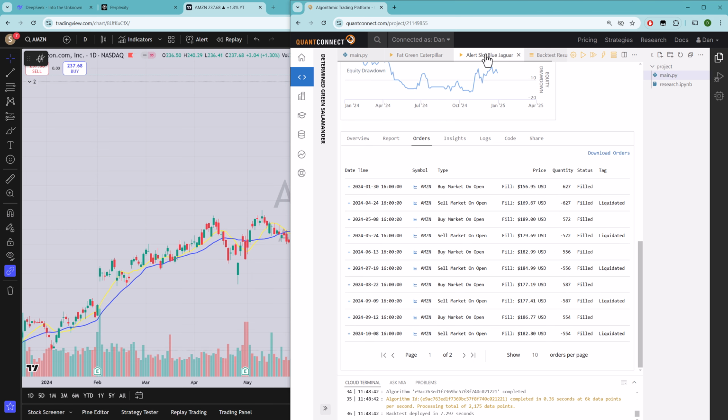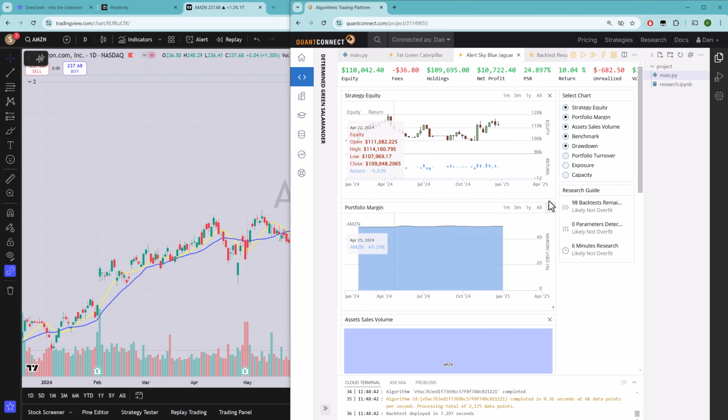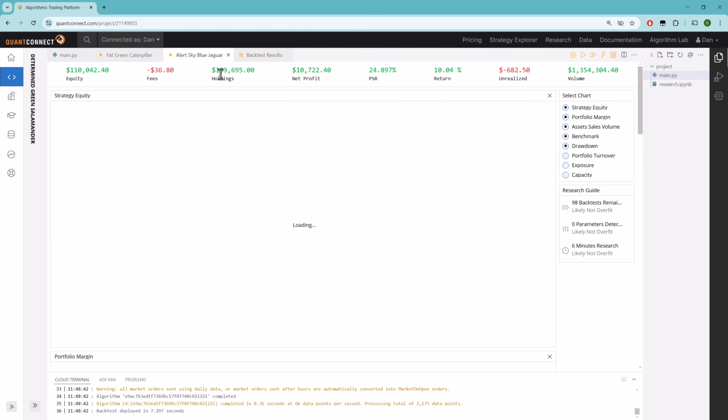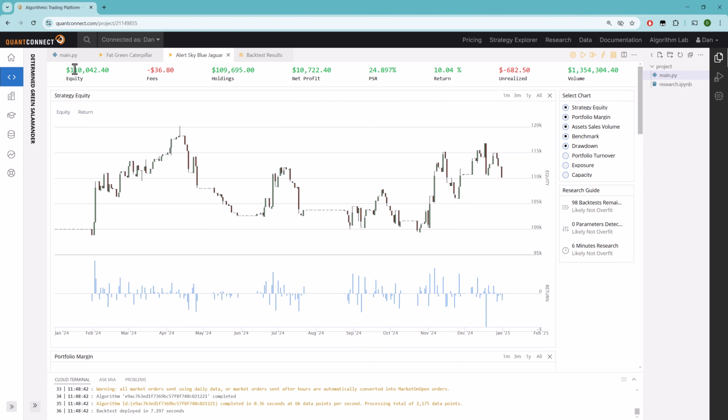But what I'm curious about is to get a bit more explanation about what we have here on the top. Equity, okay, we started with 100,000. With $100,000, we paid in brokerage fees about 36. Now we are up to 109. Nice. PSR, I don't know what that is. We're going to find out.